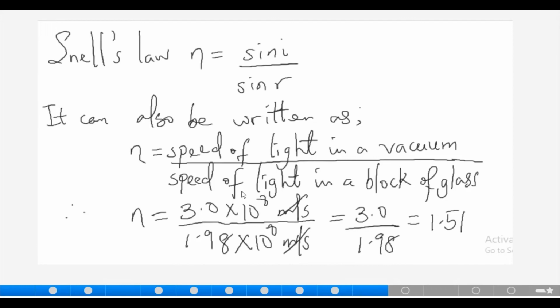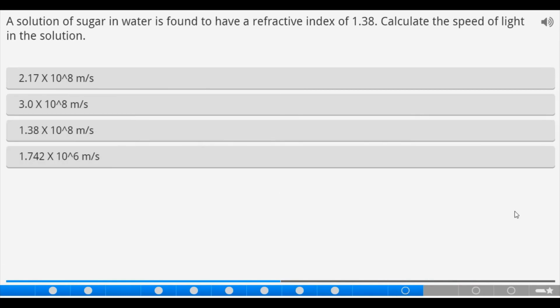So this is the breakdown, the summary of what I just did. You can go through it to understand it better. Let's move on. Another question. A solution of sugar in water is found to have a refractive index of 1.38. You have to calculate the speed of light in the solution.